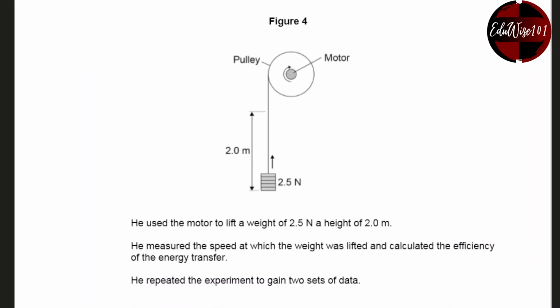So, as you can see, there's a motor which is going to spin the pulley. As it winds up, it is going to lift this weight of 2.5 Newton to a height of 2 meters. It looks like he used the motor to lift a weight of 2.5 Newton to a height of 2 meters. He measured the speed at which the weight was lifted and calculated the efficiency of the energy transfer. He repeated the experiment to gain 2 sets of data.